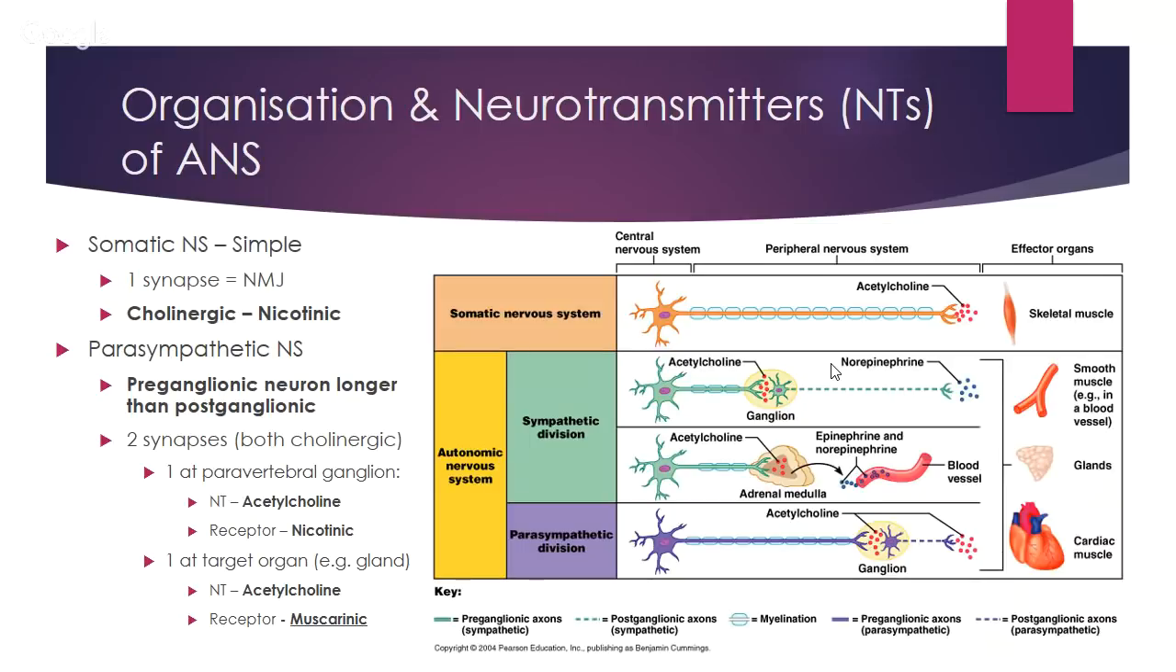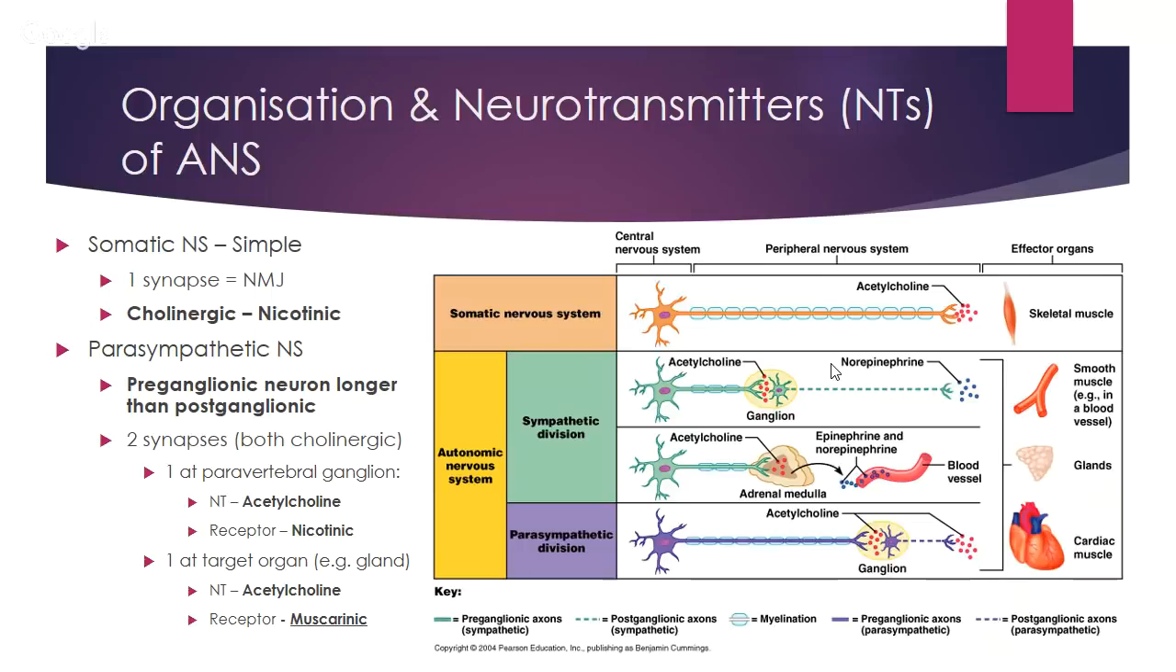Organization and neurotransmitters. This is all we've talked about before. We're just adding in the neurotransmitters, which becomes important when we talk about pharmacology. So the somatic nervous system is the simple one. It's just got the one nerve that starts off in the ventral horn, and it leaves out to your effector organ and releases acetylcholine and acts on the neuromuscular junction. Really simple compared to the other ones.